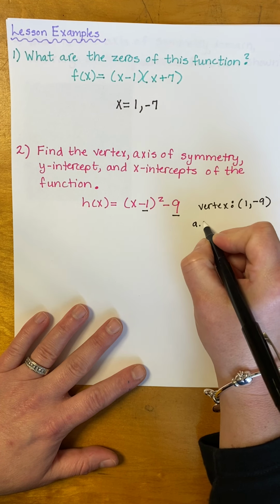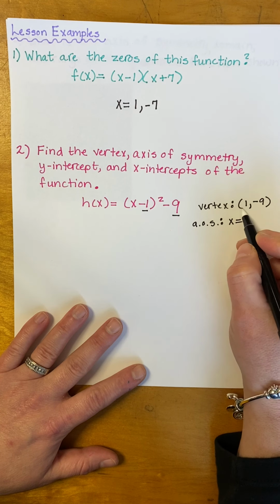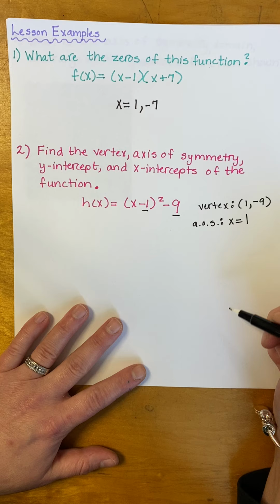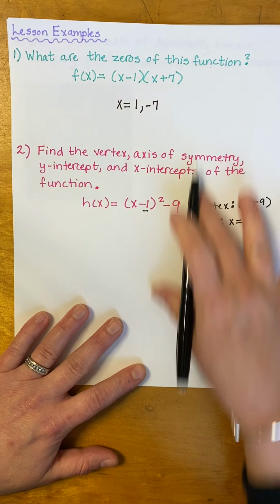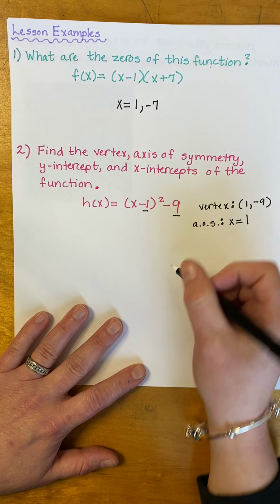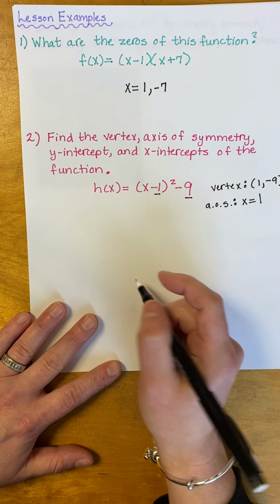So the axis of symmetry would be x equals just this number right here, x equals 1. That is the line, the vertical line that cuts my parabola perfectly in half. All right, let's solve it next. And then we'll do the y-intercept, because why not?